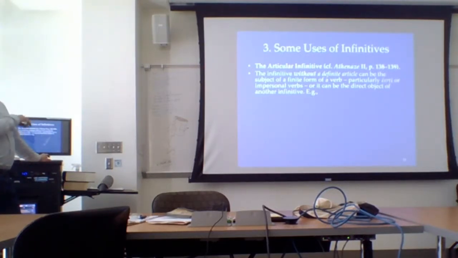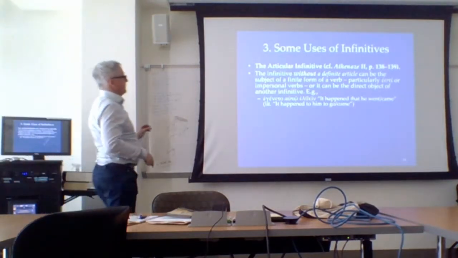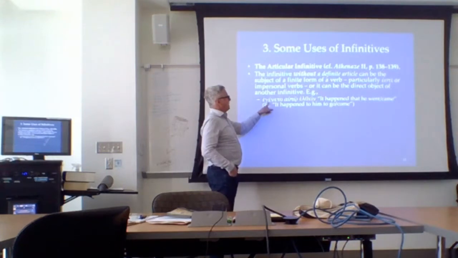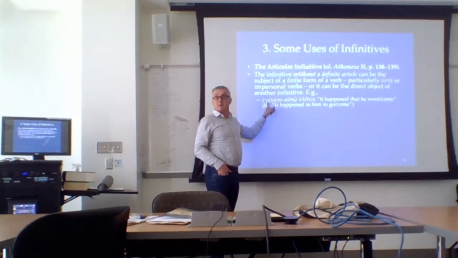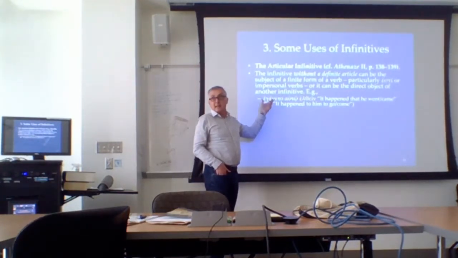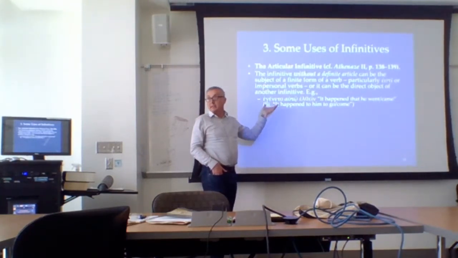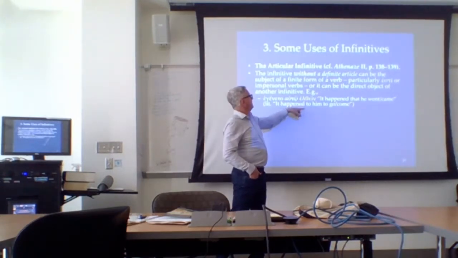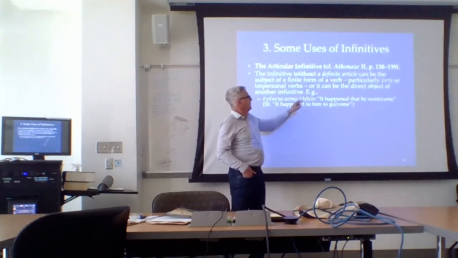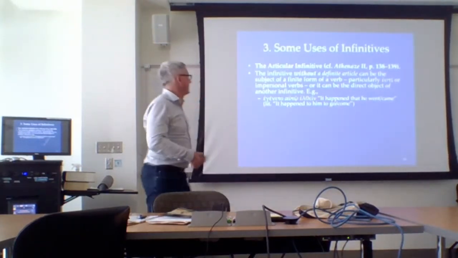Now, this is sort of a review. Without the definite article, that's why it's emphatic there, it can be the subject of a finite form of the verb. Or it can be the direct object of another infinitive, right? So, it happened, this is impersonal, by the way, notice it happened, it took place, that was in your last homework. What's happening in the city? Well, what's happening is the ecclesia is taking place. It happened that to him to go, literally, for him to go.